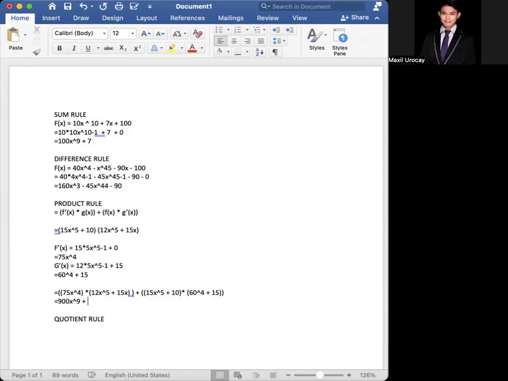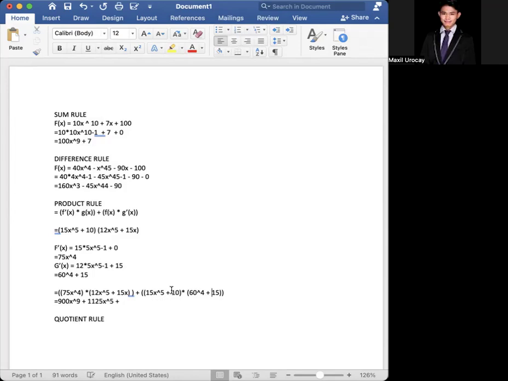Now 75 times 15, that is basically 1125x to the power of, so this is power of 4, this is power of 1, so that is 5. Now that is already the distributive property of that one.